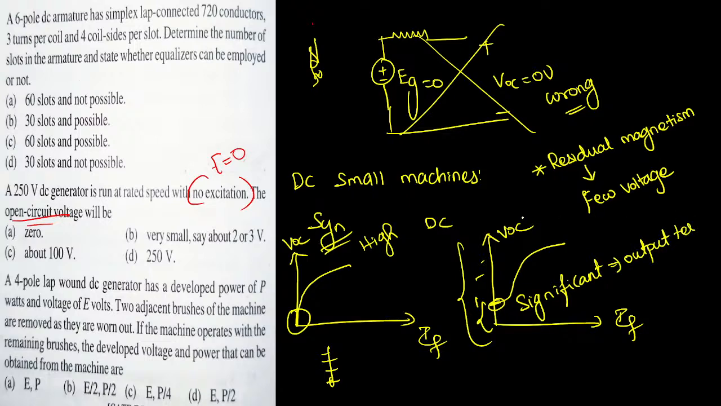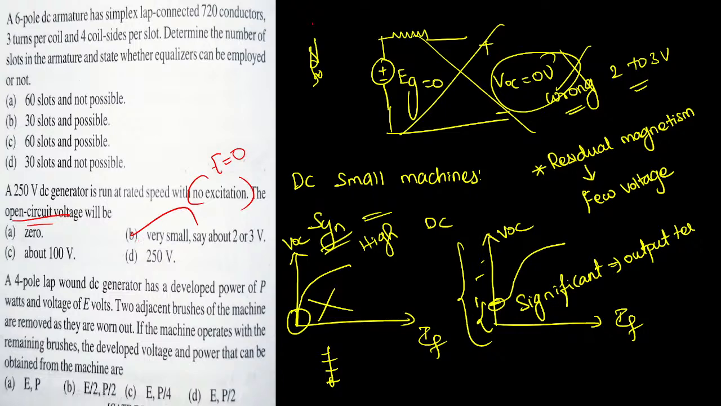Okay. So due to residual magnetism in a DC machine, the output voltage will not be zero. It will have some 2 to 3 volts. That's all. But in a synchronous machine, we will not consider this effect because the rating of the synchronous machine is very, very high, so this effect is insignificant. Okay, so what is the correct answer? Now you can drop your answer. The correct answer is option B.